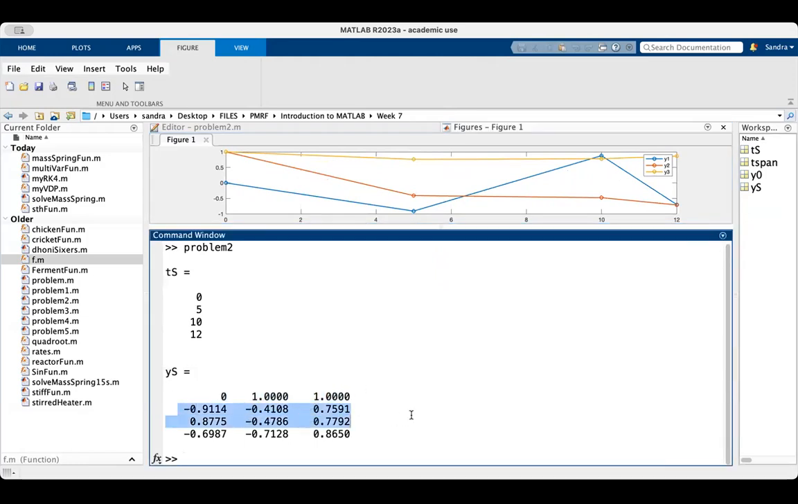For t equal to 5, you have the second row, which is 0, minus 0.9114, minus 4.108, and 0.7591. Yeah, you've got the right answer, Vikash. And for t equal to 10, you have 0.8775, minus 4.786, and 0.7792, this row. I hope now it's clear how to solve questions. This answer is also right.